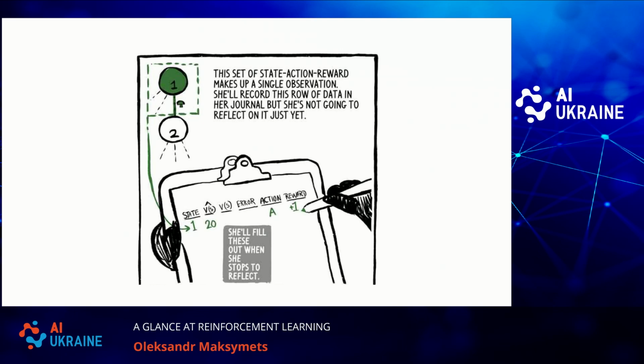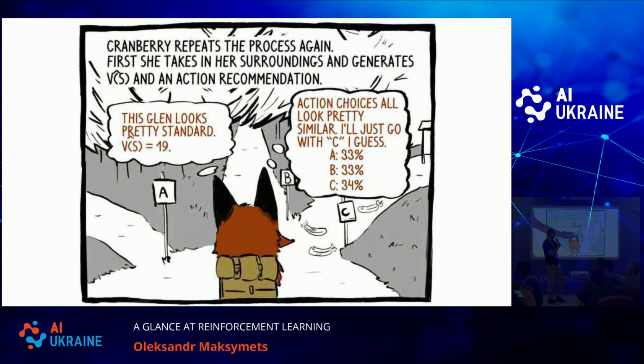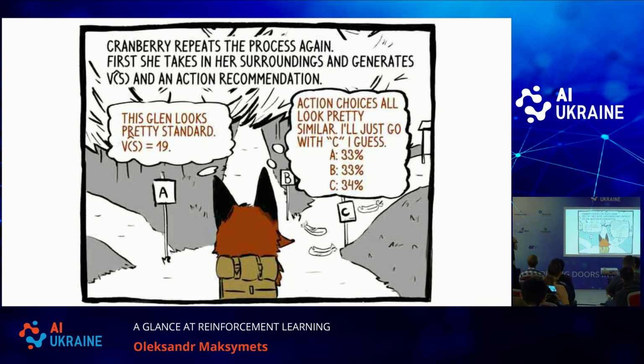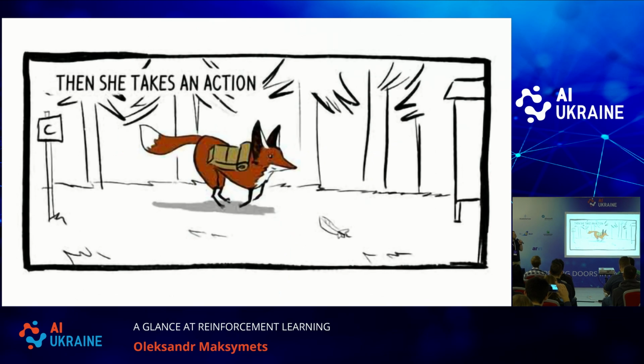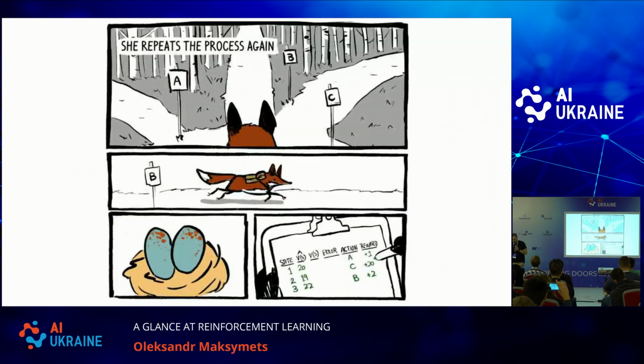There can be cases where all the actions are pretty similar, so there is no strong correspondence that one action will bring you more reward. But I want you to notice that you have some signs here that can potentially tell you there is a reward on C, but our fox doesn't know that yet. So she takes action C, gets a lot of reward, and then logs the observation: it gives plus 20 for action C, and then she does it again and again.